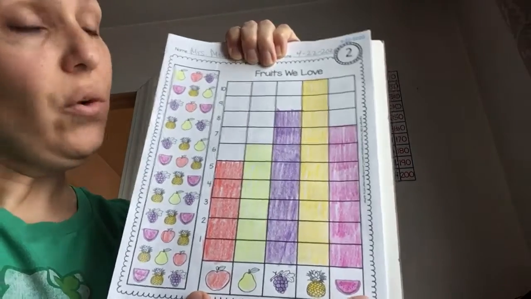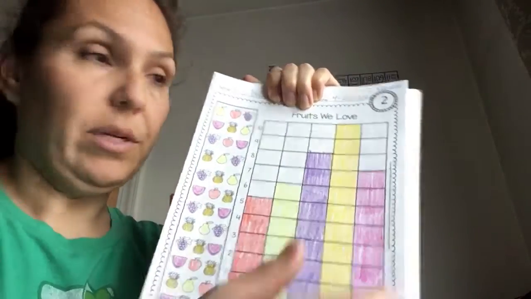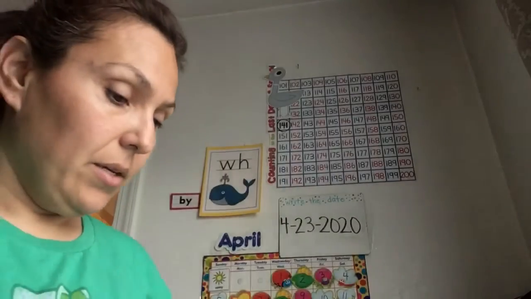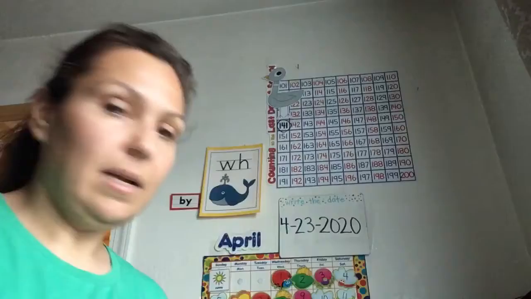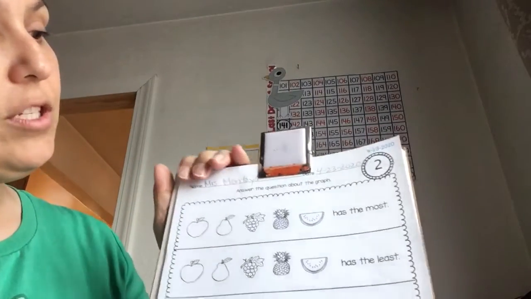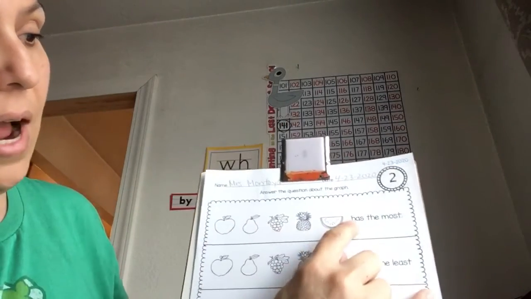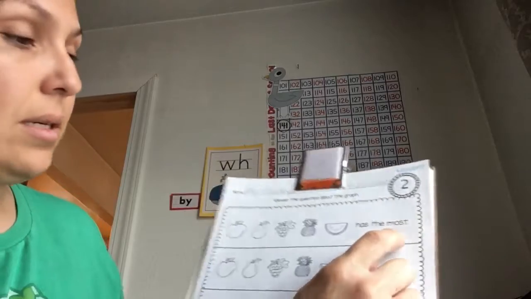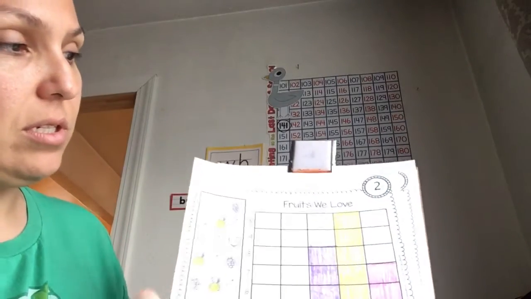All right. So I'm going to use this graph. I'm going to read it to answer the questions on today's work, which is this page. Okay? So let me get my clip. There we go. Okay. So the first, it says, answer the questions about the graph. One of these fruit has the most. So out of the 5 fruit on our graph, which one has the most?